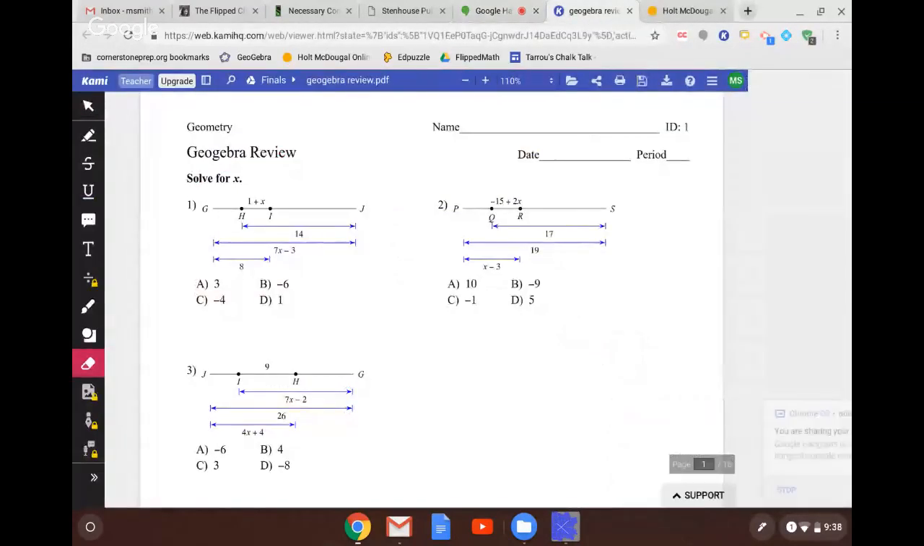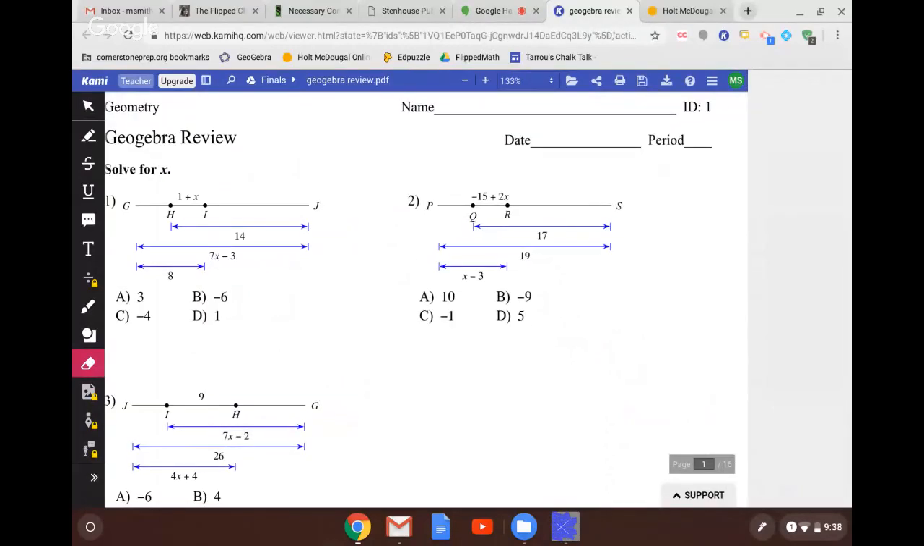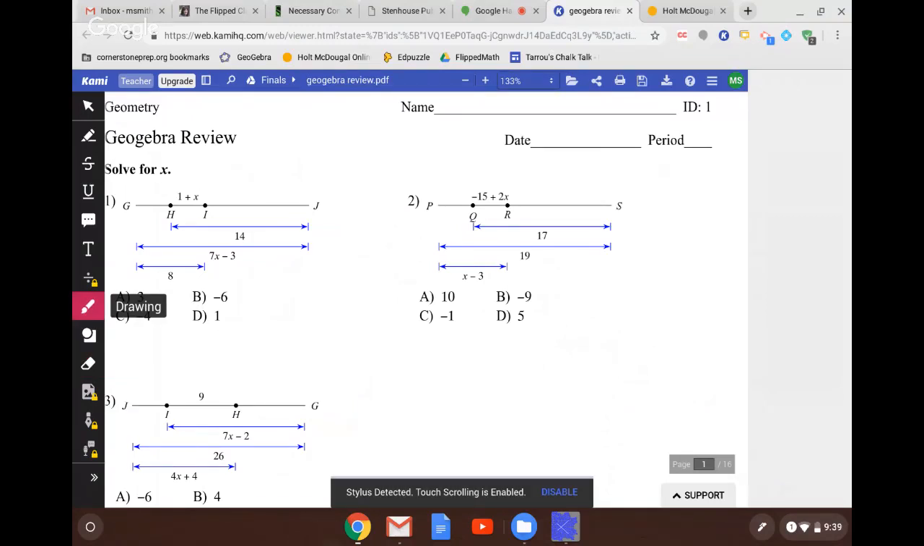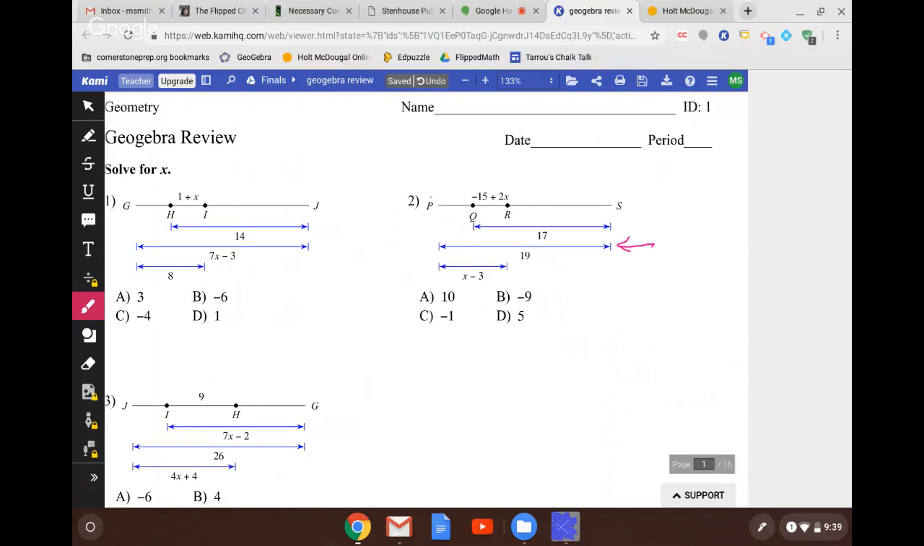Okay, Charlotte Ann. So for number 2, we have to look at this, and this is the segment addition postulate, okay, which is the part plus the part equals the whole. We know that this value of 19 is the whole length, right? Because we see that it corresponds up here to the whole length of that segment. So we're going to set that up, and we're going to start with 19 equals, okay?